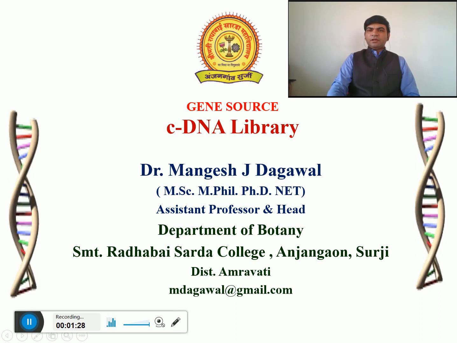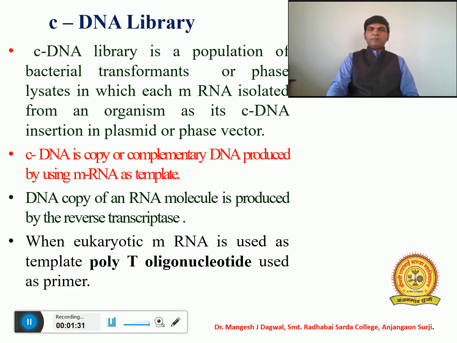Now, this cDNA library is a population of bacterial transformants or phage lysates, in which each mRNA isolated from an organism has its cDNA inserted in a plasmid or phage vector. cDNA is copy or complementary DNA, which is produced by using the mRNA as a template. Messenger RNA acts as a template for the formation of the complementary DNA.